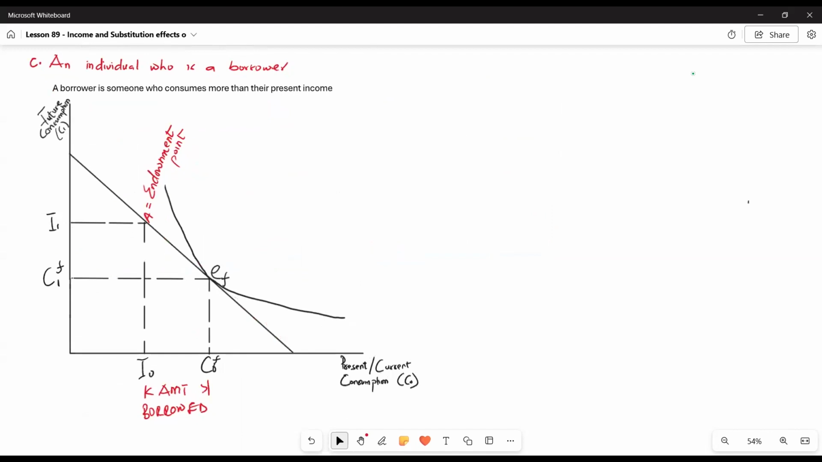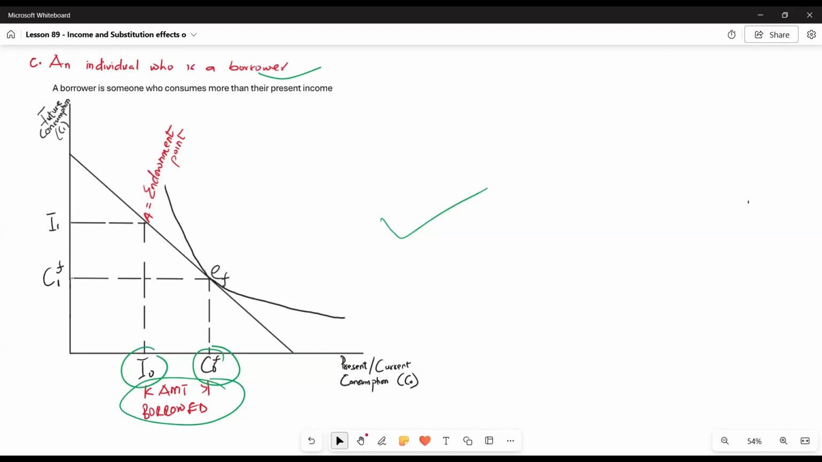Now let's move on to an individual who is a borrower. A borrower is somebody who consumes more than their present income and therefore has to borrow money against the future income to fund their present consumption. So the equilibrium for such a person is represented in this figure here, where their present consumption, C0F, is more than their present income, I0. So this difference is the amount that they have borrowed against their future income.